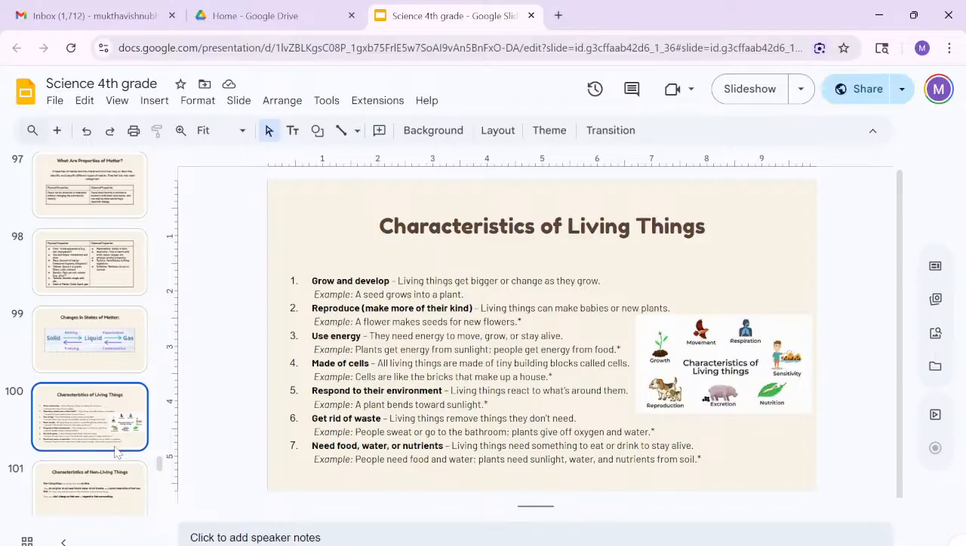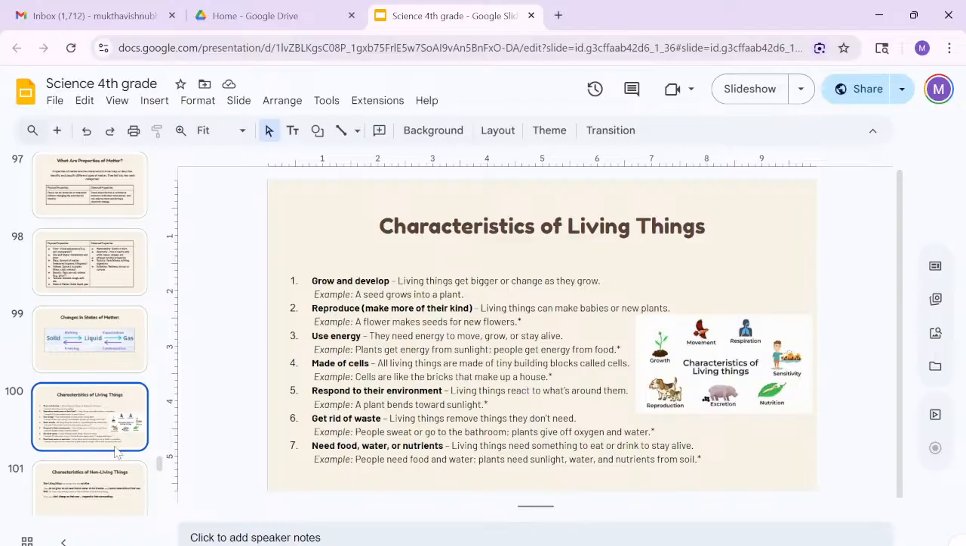Plants get energy from sunlight, and they create their own energy through a process called photosynthesis. People get their energy from food. That's why we eat a lot of healthy food.